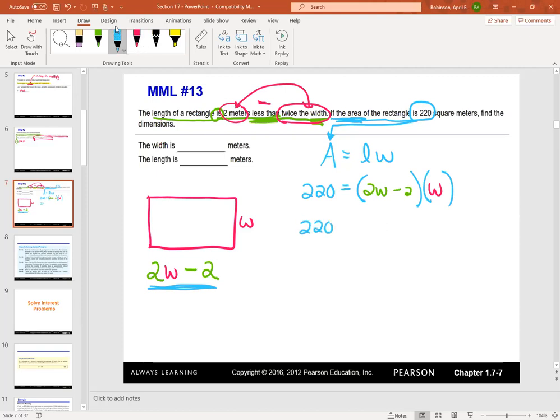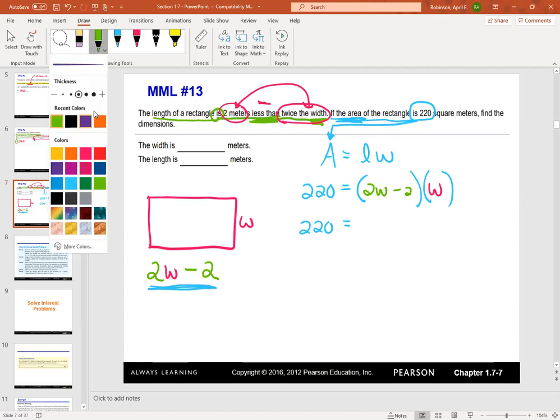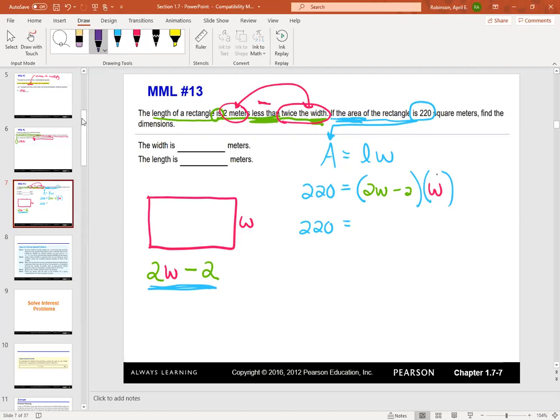So I am going to distribute the W. I'm going to take W times 2W, and that is 2W squared, and then W times a minus 2, and that's a minus 2W. And as soon as I do that, that W squared shows up, and I'm like, okay, we're into quadratic land. So I got to set it equal to 0. Hope it factors. If it doesn't, I got to use the quadratic formula.